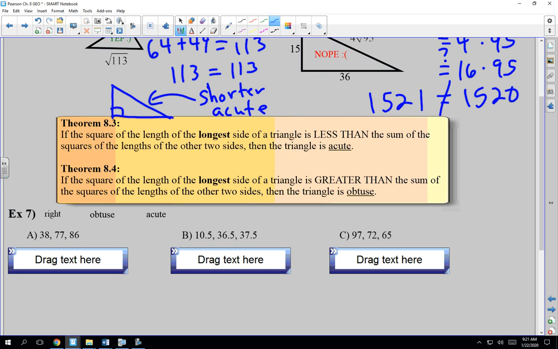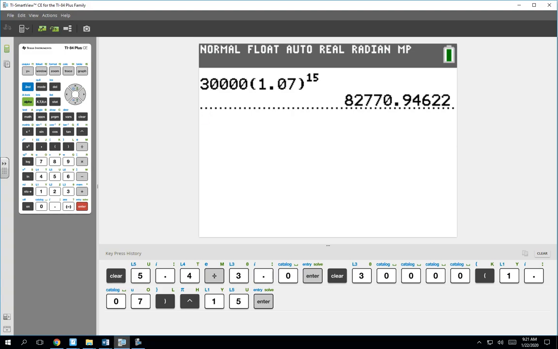Okay, if this is longer, like in this one right here, then it's going to kick it out and make it obtuse. And so we have one of each case here. Let's go ahead and just do a quick check here. We can do 38 squared plus 77 squared. Do it on my calculator here. Let's see what happens on that.